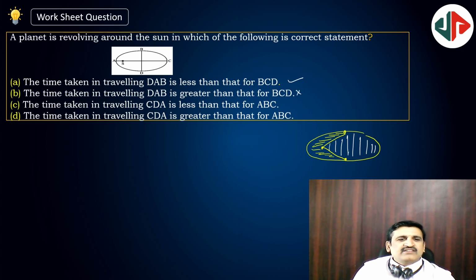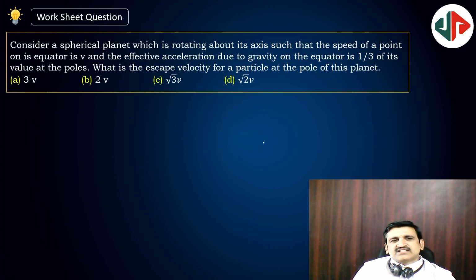Time taken in traveling CDA is less than that of ABC. CDA less than ABC. This is the same only. So he is telling less, so wrong option. Actually they are the same, and so obviously that is the thing. So option A.